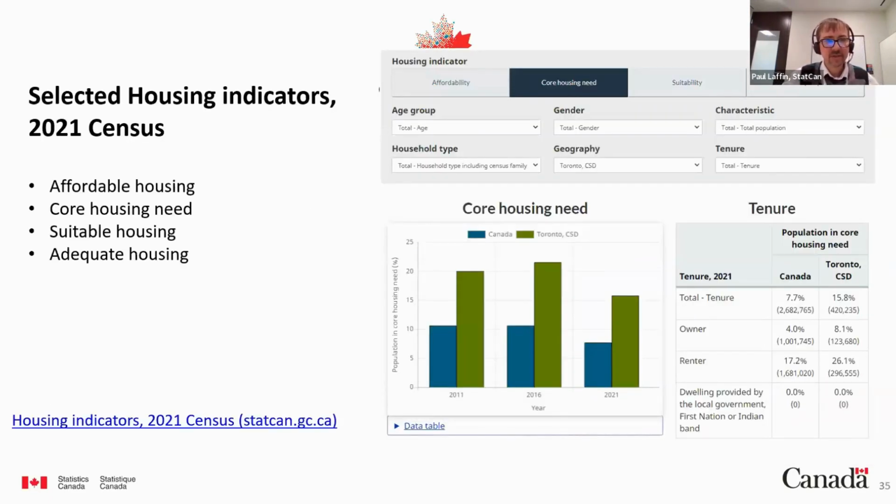There's a link on this slide as well, which provides some other housing indicators. Some we've seen already, like affordable housing, core housing need, suitable housing, and adequate housing. But you can see here that this tool allows you to find the data by age group, by gender, by characteristic, by household type, by geography. The example we're looking at here is for the Toronto CSD, which stands for Census Subdivision, the municipality or the city of Toronto. You could also break this down by tenure, so owner or rented. So this is a great little tool to get a really quick look at housing data for any city or municipality in Canada.